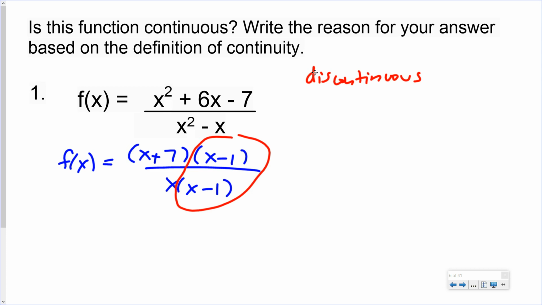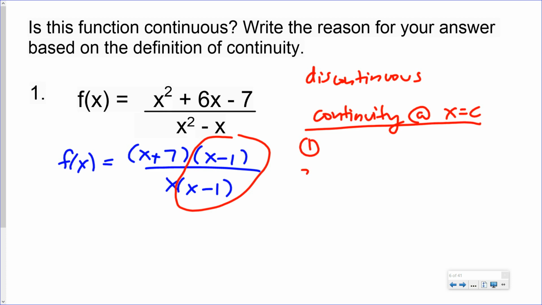Now, if I say that a function is discontinuous, I have to say two things. One is why it's discontinuous, and at what point it's discontinuous at. And hopefully the definition of continuity will help me. And remember, a function is continuous at x equals c if three things are true. Do you remember those three things?